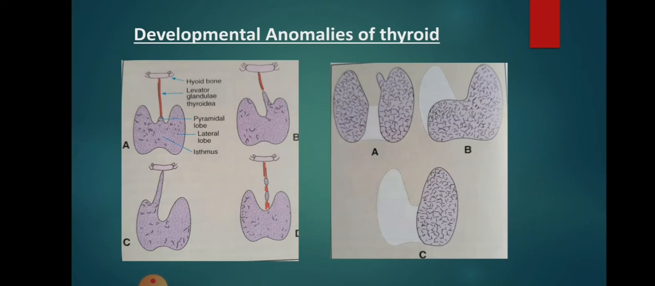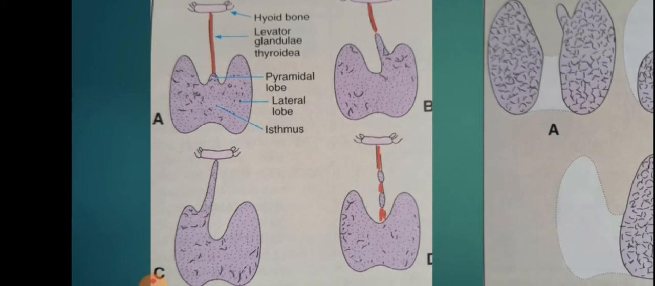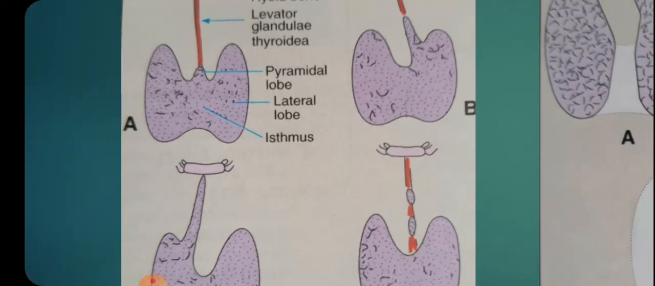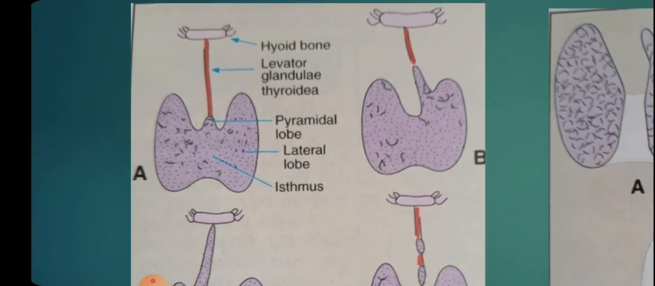So, what are the anomalies of the development of thyroid? The thyroglossal duct may persist in multiple forms. It can commonly present as a pyramidal lobe. Pyramidal lobe is a small projection usually seen in the midline on the upper border of the isthmus, and from the tip of the pyramidal lobe, a fibromuscular band may connect the pyramidal lobe and the hyoid bone, and this is called levator glandulae thyroidae. The extent of the pyramidal lobe may vary.